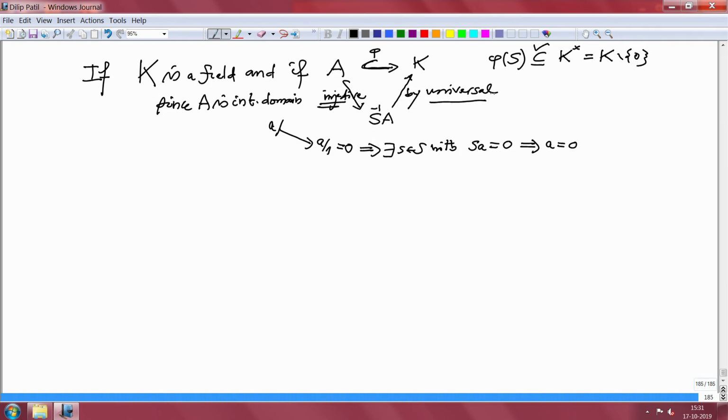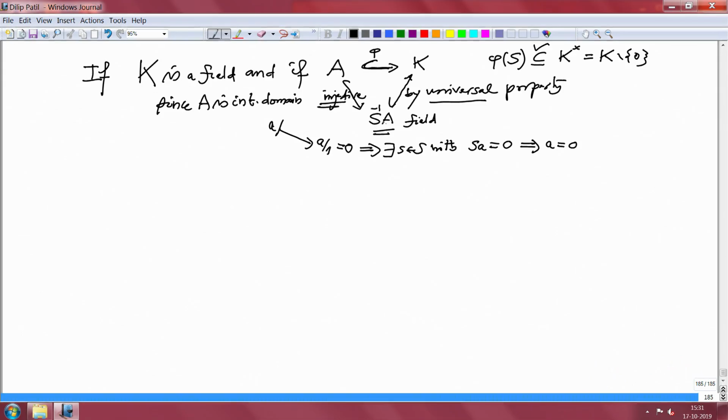Therefore, I can apply the universal property, and the universal property tells you there exists a unique map here which makes this diagram commutative. But note that this is already a field, we have checked, and this is a ring homomorphism. So any ring homomorphism which starts from a field has to be injective, because a field has no other ideal than 0 and the whole ring. The whole thing cannot be in the kernel because 1 goes to 1. Therefore the kernel must be 0. Therefore it is an injective map, and therefore this is contained here.